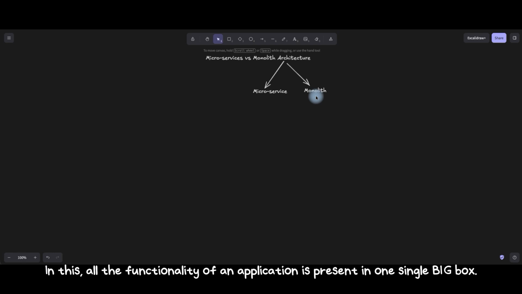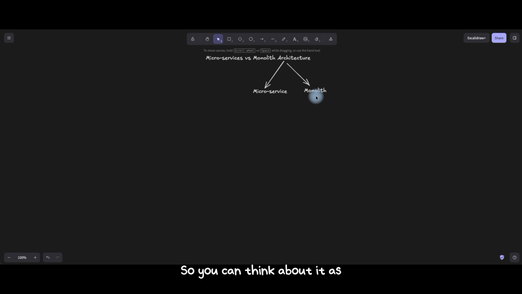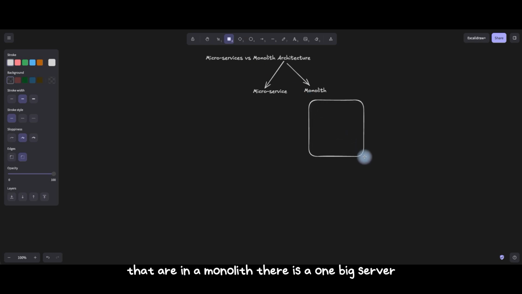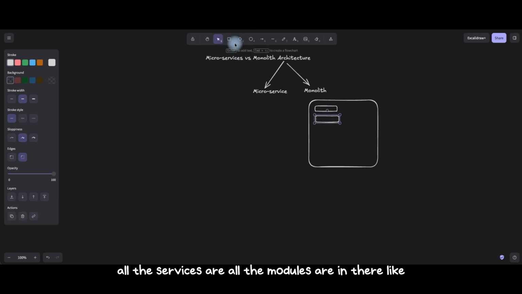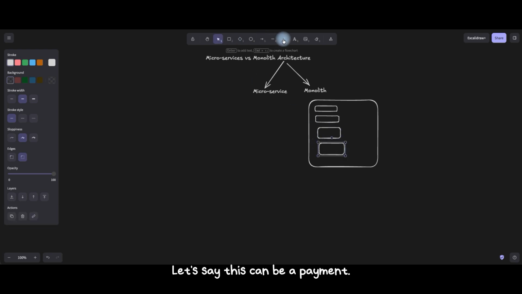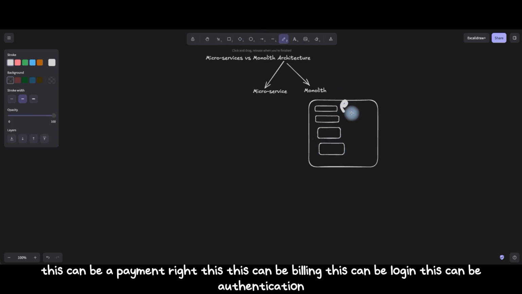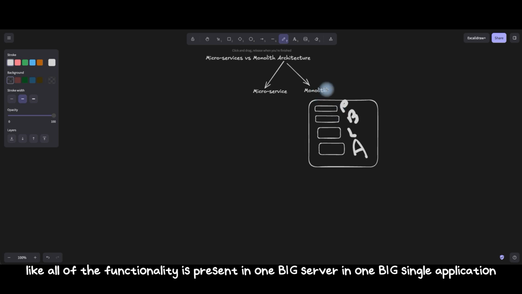In this, all the functionality of an application is present in one single big box. You can think of it as one big server in a monolith, and all of the modules are present in this same server. Let's say this can be payment, this can be billing, this can be login, this can be authentication. All of the functionality is present in one big server, in one big single application.